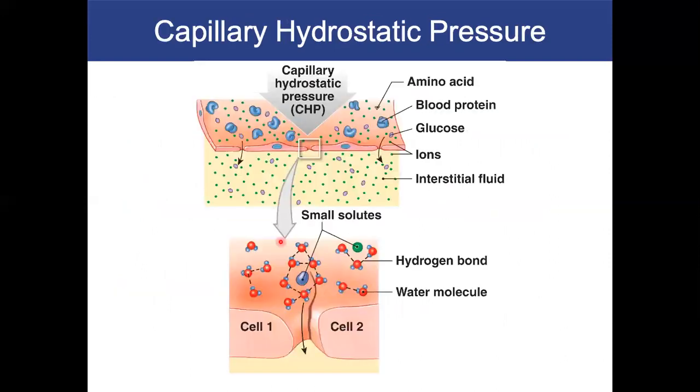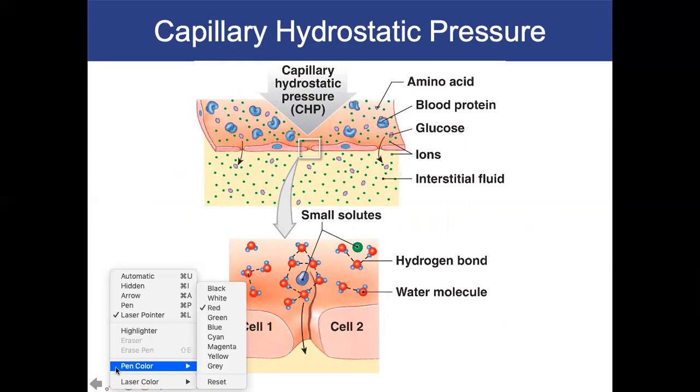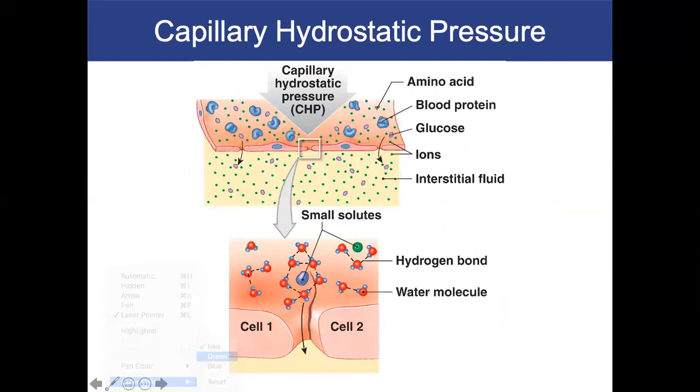So here's a picture of capillary hydrostatic pressure. Orient yourself. Let me change the color of the laser pointer. We'll do green so you can actually see it. So take a look at the first picture. Inside the capillary, if you look at the right side, you have amino acids, you have blood proteins, and these guys are big. So what would you guess this blood protein is? Right, so it should be albumins. And then you have glucose, and then you have ions. So give me an ion, like sodium, calcium, magnesium, potassium.